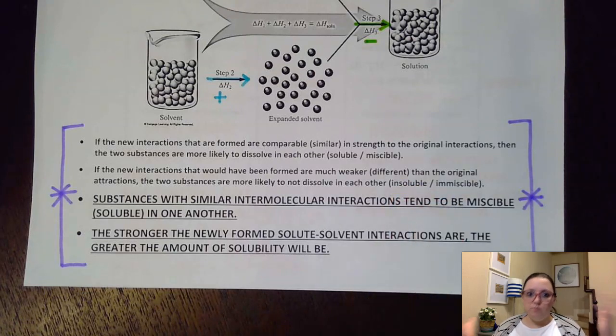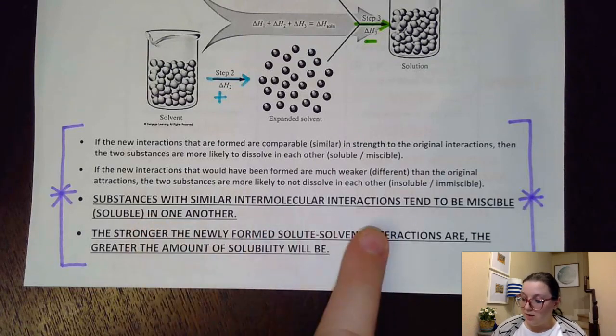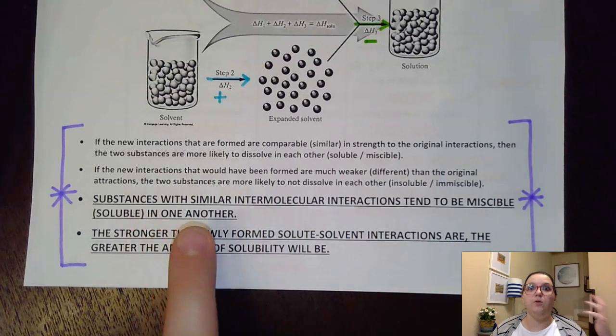So you notice here a bolded, starred statement. It says substances with similar intermolecular interactions tend to be miscible or soluble in one another.